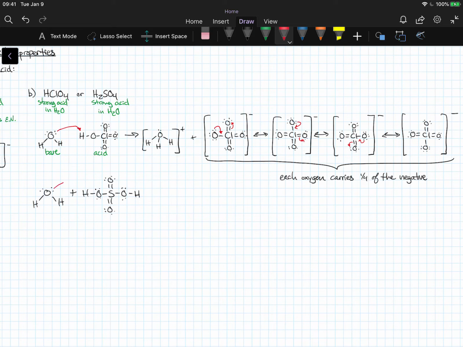So again, in the same fashion, this lone pair is going to go out and grab that proton. So water is accepting the proton there. That makes it a base, and the sulfuric acid is donating it, so that makes it the acid. And we end up with our hydronium again.